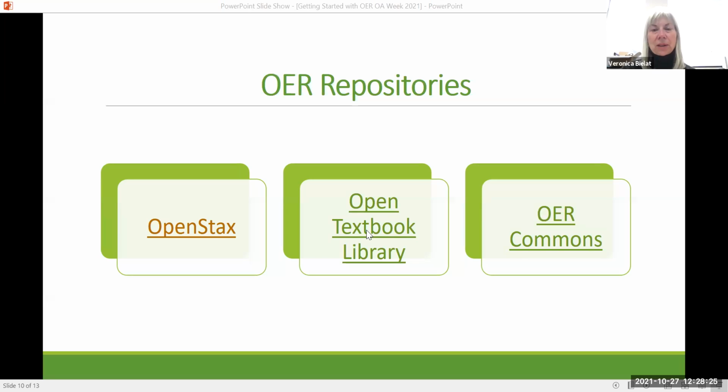And then we have the Open Textbook Library. Open Textbook Library is really wonderful because not only do they have over 900 open textbooks listed, but they also have reviews. So you can look at a review of that textbook. Those reviews are done by faculty from other institutions. So let me go ahead and go to the Open Textbook Library really quickly and share that screen.